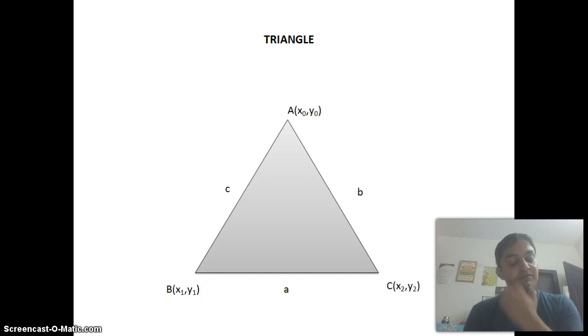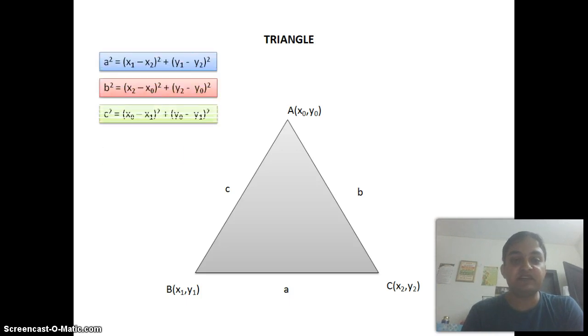So following from the previous slide and applying Pythagoras theorem and the distance formula that we have seen previously, I can right away say that A square equal to x1 minus x2 whole square plus y1 minus y2 whole square, B square equal to x2 minus x0 whole square plus y2 minus y0 whole square, C square equal to x0 minus x1 whole square plus y0 minus y1 whole square.